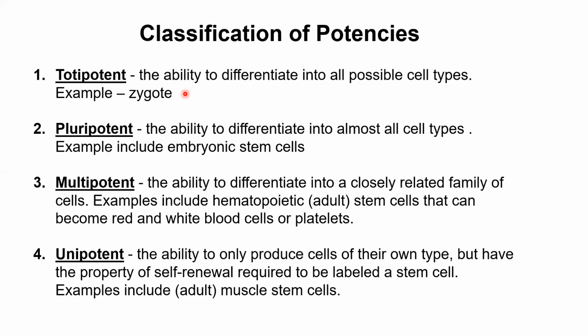And when the cells have the ability to differentiate into a closely related family, for example, the hematopoietic stem cells, we call them multipotent, when they are progenitor cells. Unipotent is, of course, when you have only one fate, one door open, the ability to produce cells only of your own type. But there is one difference: all cells can divide and produce cells of their own, but stem cells have the property of self-renewal.